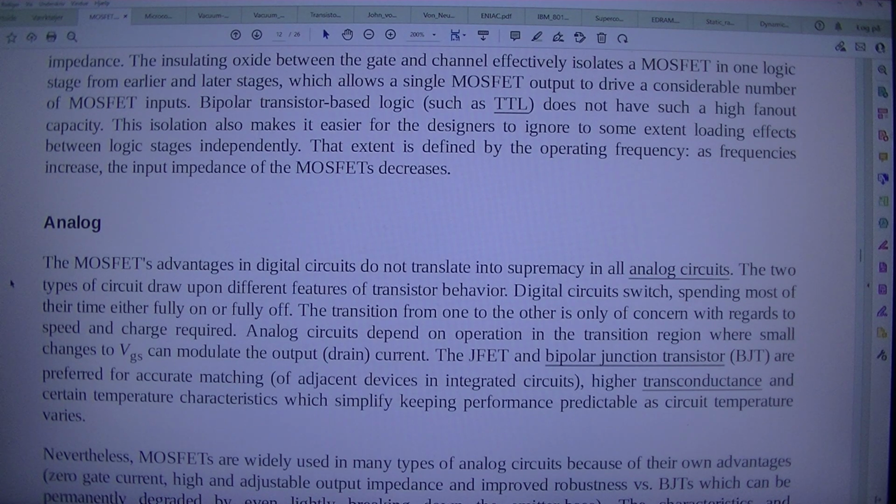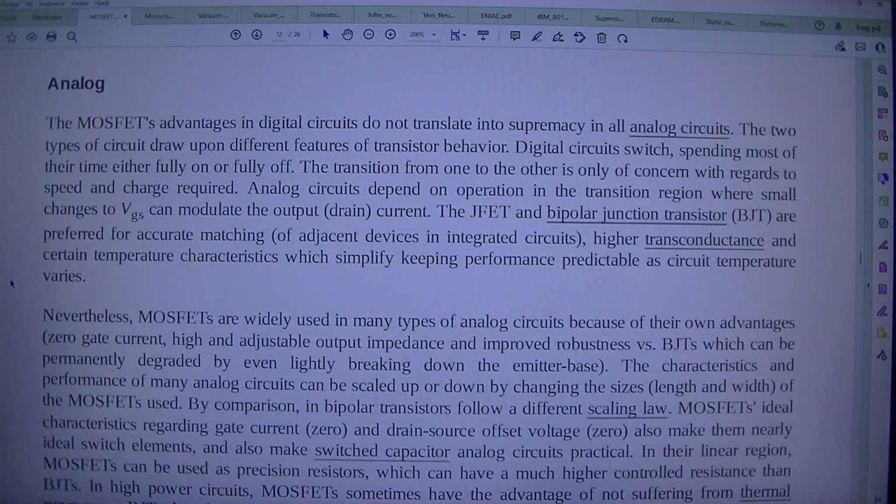Analog. The MOSFET's advantages in digital circuits do not translate into supremacy in all analog circuits. The two types of circuit draw upon different features of transistor behavior. Digital circuits switch, spending most of the time either fully on or fully off. The transition from one to the other is only of concern with regards to speed and charge required. Analog circuits depend on operation in the transition region, where small changes to VGS can modulate the output drain current.